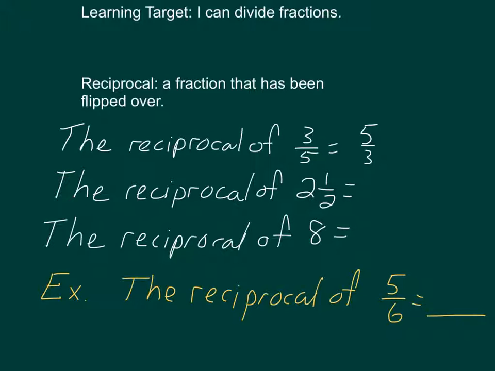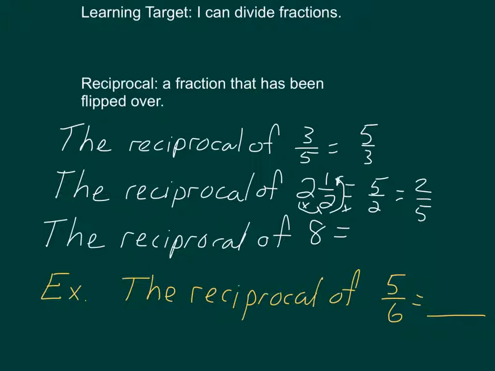The reciprocal of 2 1/2 would be the reciprocal of the improper fraction of 2 1/2. If you turn 2 1/2 into an improper fraction, it equals 5/2. And you get that by multiplying 2 times 2 plus the 1 and getting 5. And it's over 2 because 2 is the denominator. Now the reciprocal of 5/2 is 2/5.